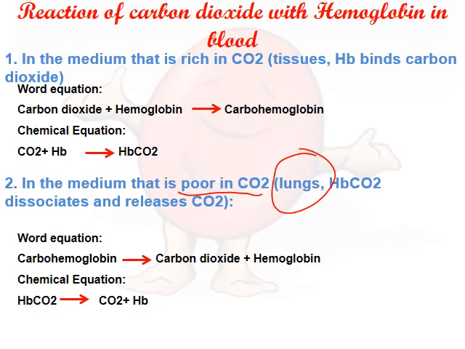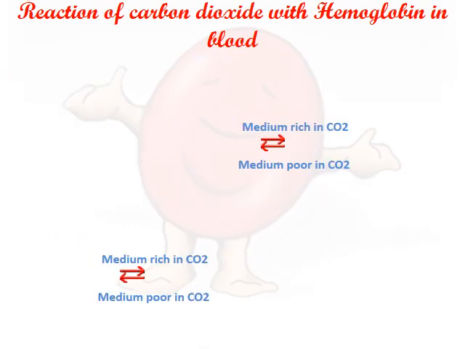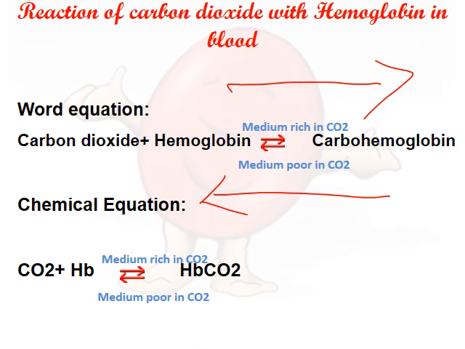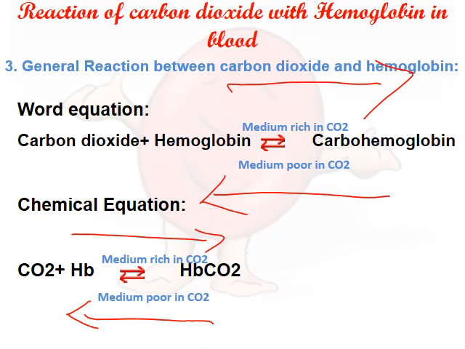These equations, you have to study them. The reaction of carbon dioxide with hemoglobin in blood, you have to study the word and the chemical. The reaction between oxygen and hemoglobin in blood, you have to study the word, the chemical, and the overall equation. So the overall equation, carbon dioxide plus hemoglobin in the medium that's rich, you move like this. We store carbon dioxide in the form of carbohemoglobin. And in the medium that's poor in CO2, we move in the opposite one. We release carbon dioxide by dissociation of carbohemoglobin. This is the word and this is the chemical equation. You have to study both directions. This is also a reversible reaction. So this is the general equation between carbon dioxide and hemoglobin.